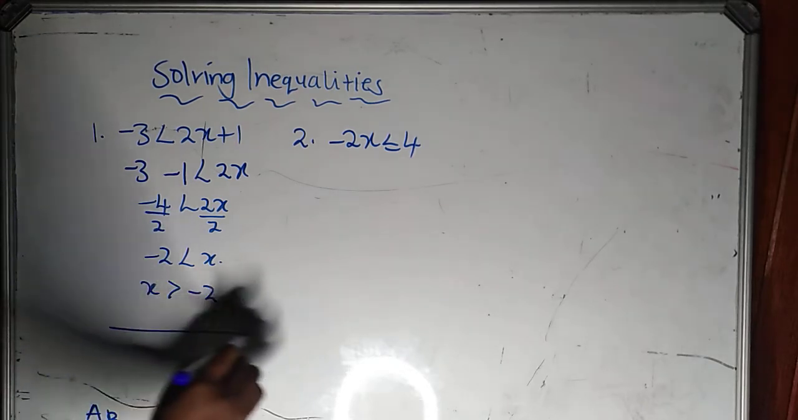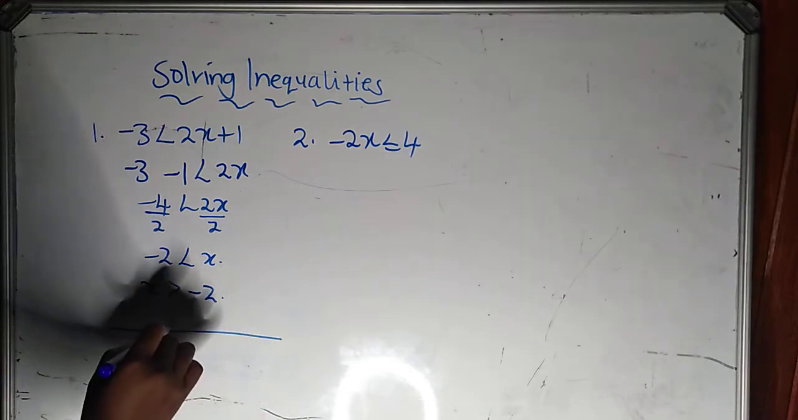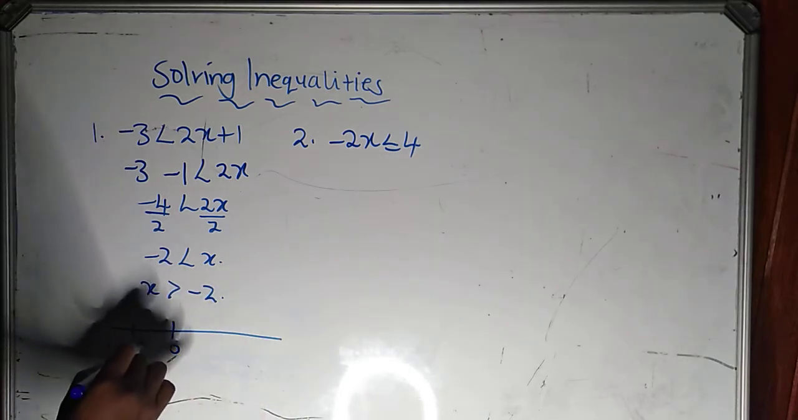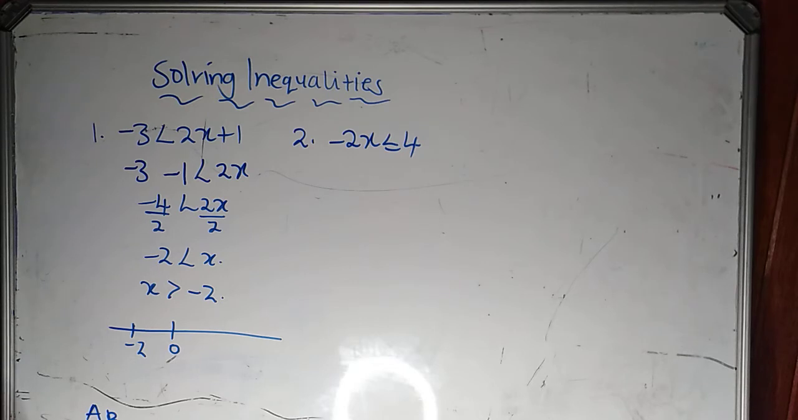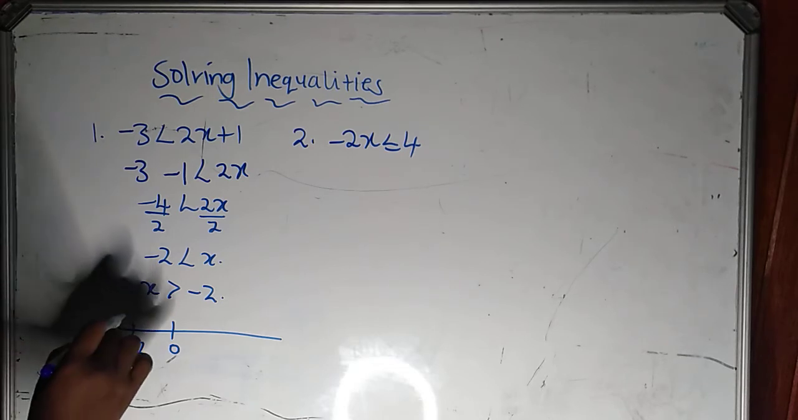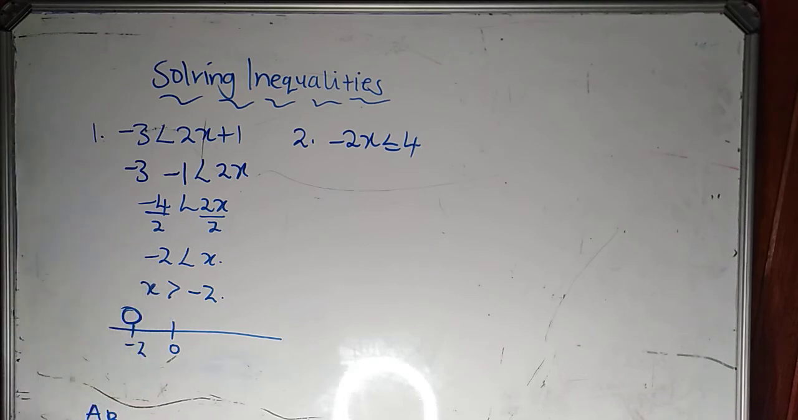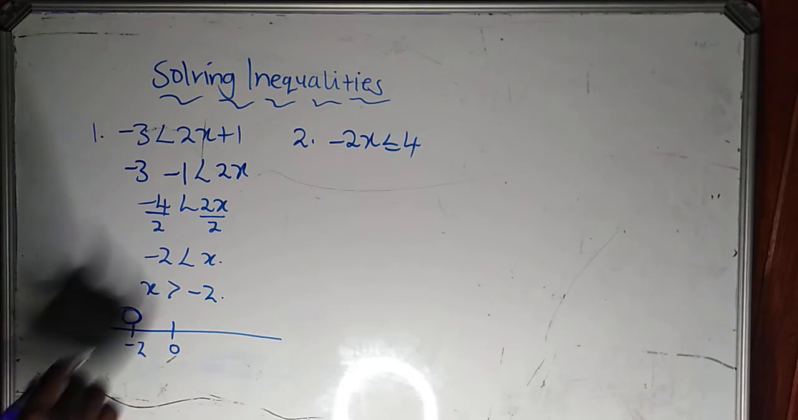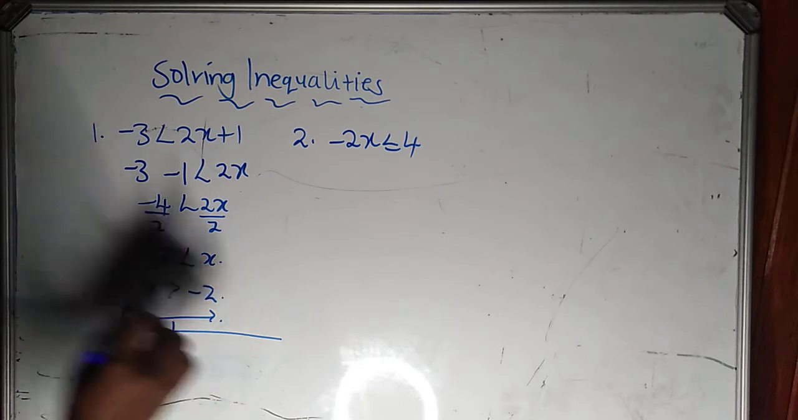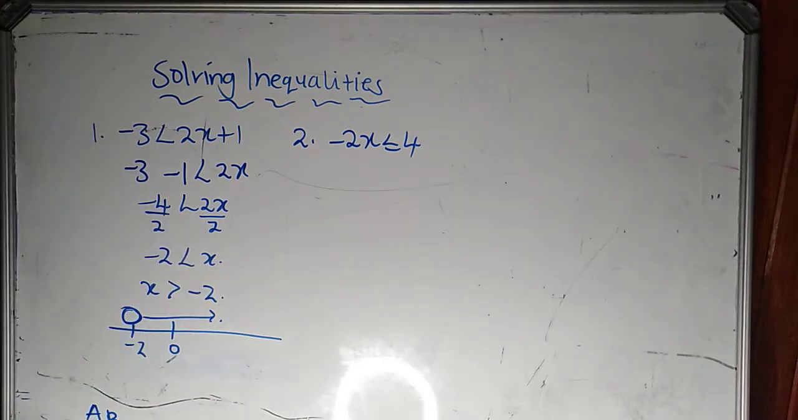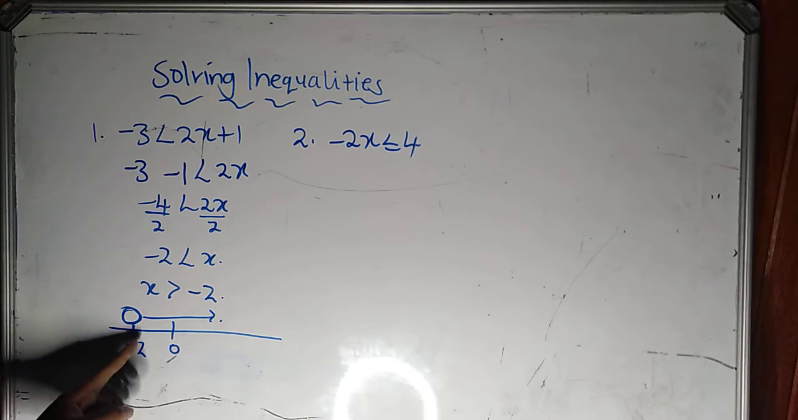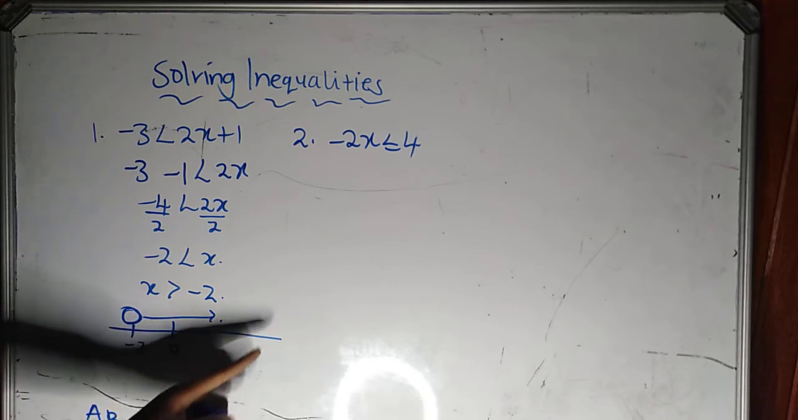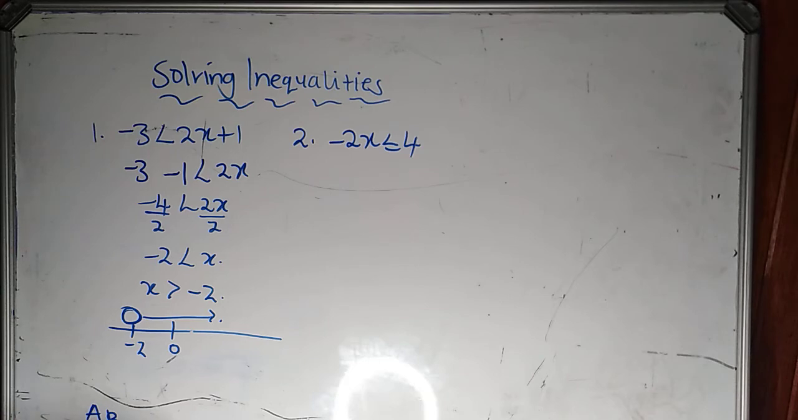And showing this on the number line, I have my 0, my minus 2 somewhere here. My x values, they are greater than minus 2. So I will draw a circle there, a clear circle, and my arrow will be going to the right like that. Because all the x values, they are greater than minus 2. And numbers that are greater than minus 2, they are at this side, right? That's for number 1. What about number 2?